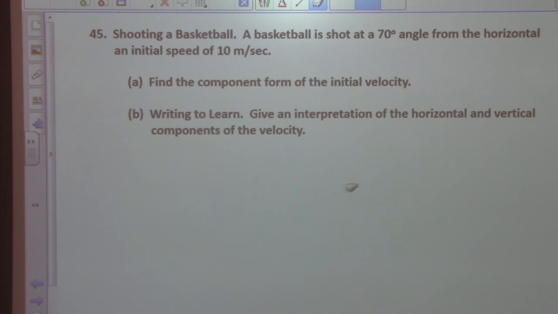Okay, for this one here, we have a basketball being shot at a 70-degree angle from the horizontal at an initial speed of 10 meters per second. So your basketball is being shot at this angle, 70 degrees, at a magnitude of 10 meters per second. And then you find the components, and eventually the ball is going to go like this, of course, right? But what we're talking about is the initial angle.